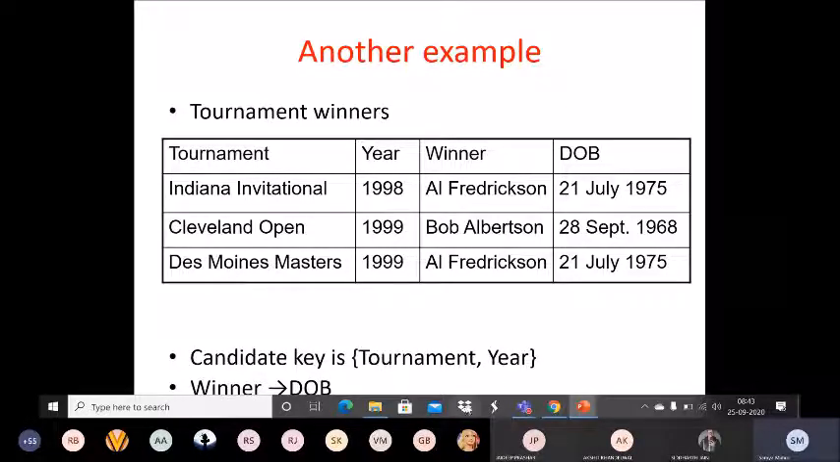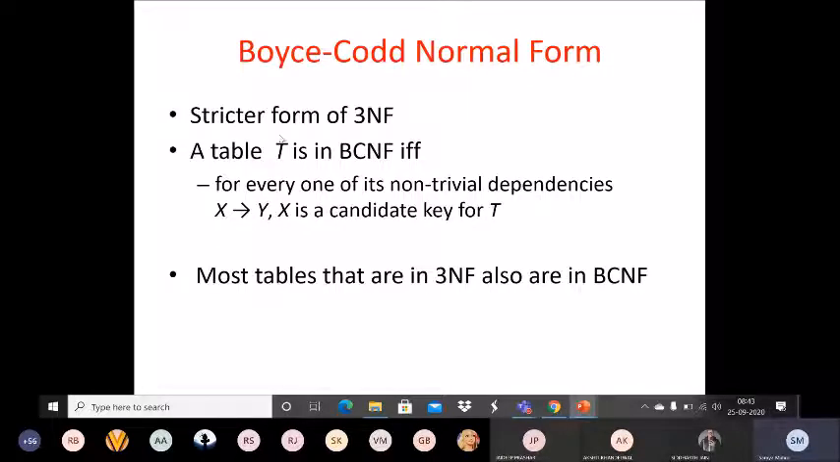So in BCNF, part of a candidate key is not allowed. The whole candidate key should determine each and everything. Did you understand? The difference between 3NF and BCNF is that in 3NF, part of the candidate key can determine anything, but in BCNF the whole candidate key should determine each and everything. So this is the stricter form of 3NF.